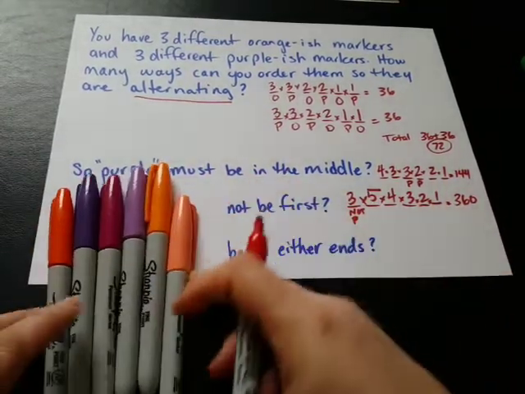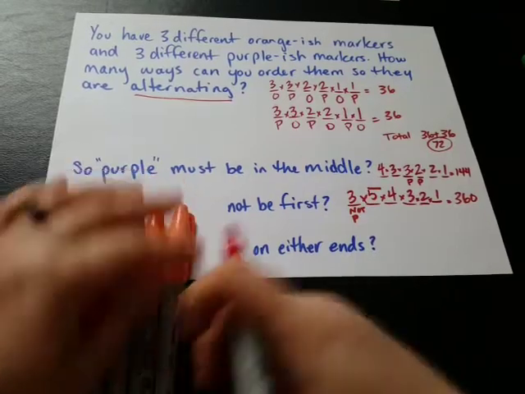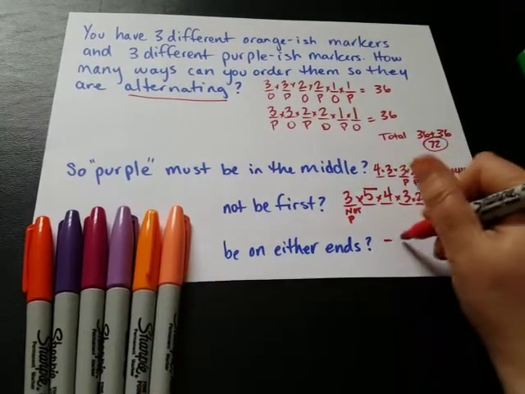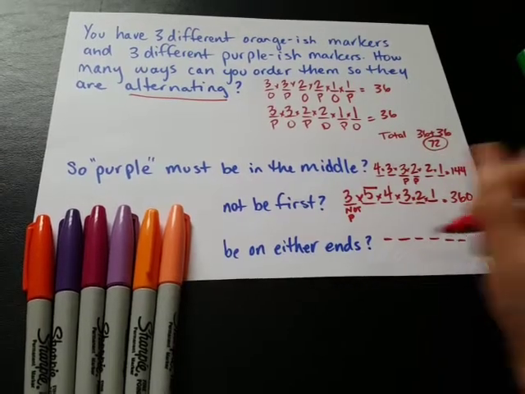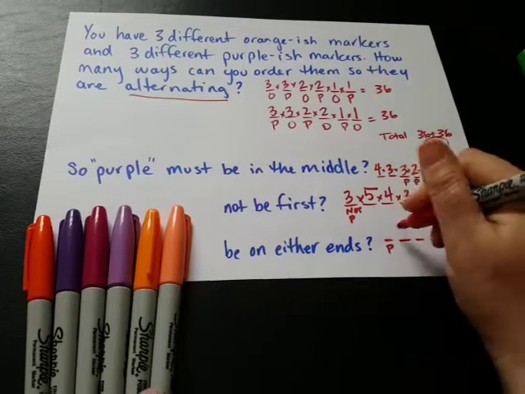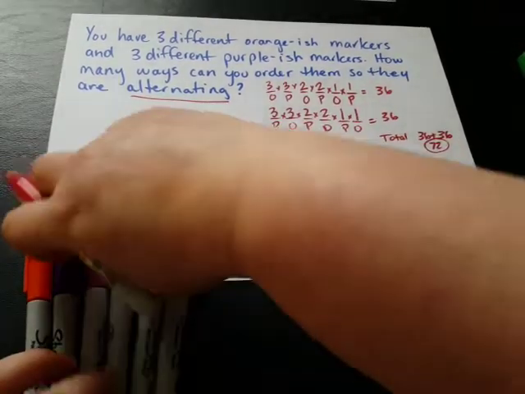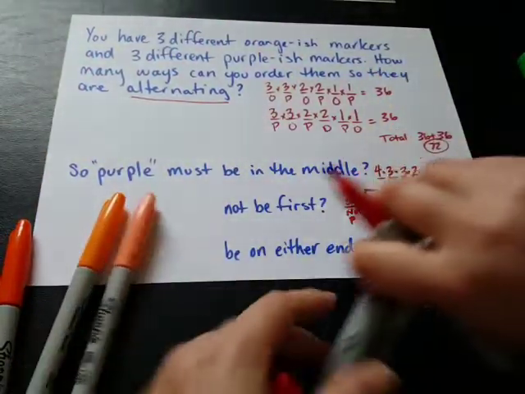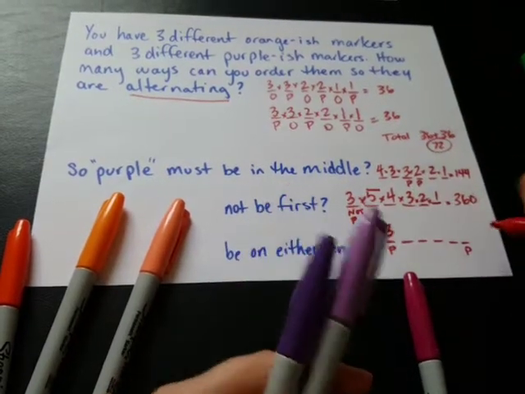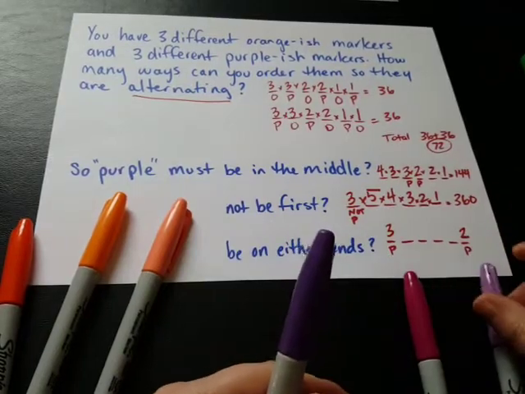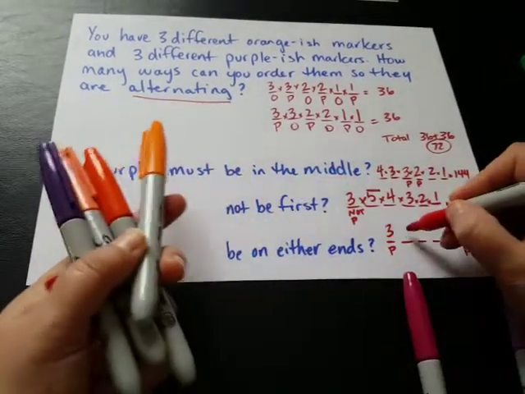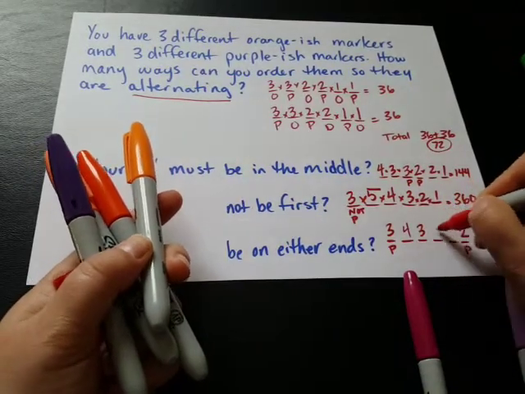And then our last one, what if a purplish marker has to be on either end? So I would make my placeholders. I would say I have to have a purple here. I have to have a purple here. There's 3 options for this first purple. Now there's only 2 options for the second purple. And we go back to filling in the center and saying, okay, I've got 4, 3, 2, 1.